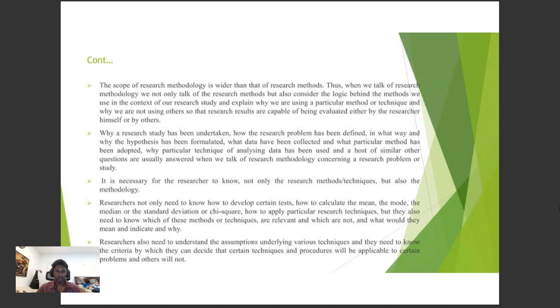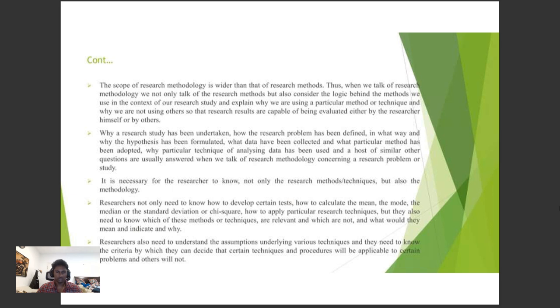Thus, when we talk of research methodology, we not only talk of the research methods, but also consider the logic behind the methods we use in the context of our research study and explain why we are using a particular method or technique and why we are not using others, so that the research results are capable of being evaluated either by the researcher himself or by others. Why a research study has been undertaken, how the research problem has been defined, in what way and why the hypothesis has been formulated, what data has been collected, what particular method has been adopted, why particular techniques for analyzing data have been used, and a host of similar or other questions are usually answered when we talk of research methodology concerning a research problem or study.